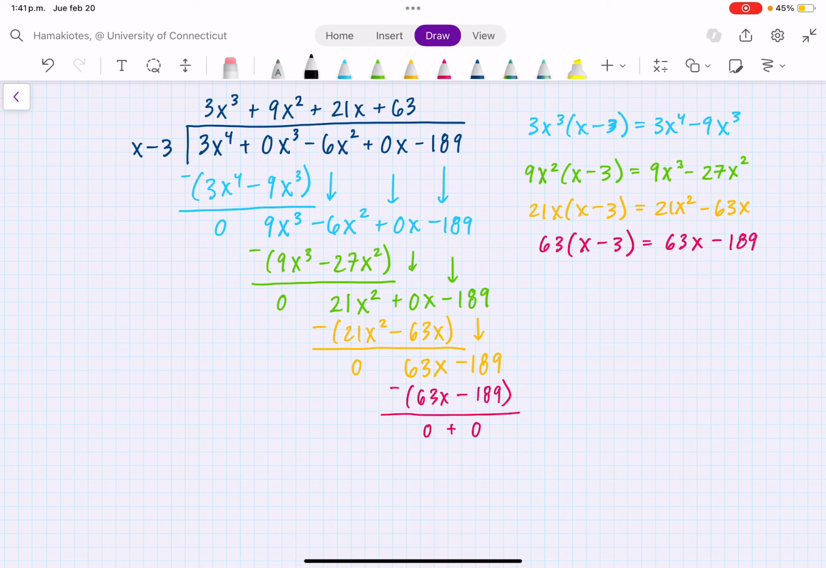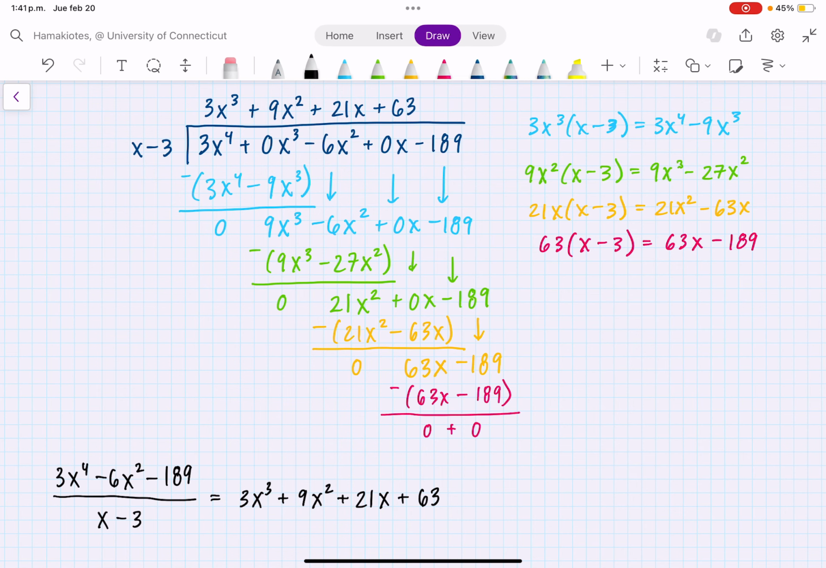This tells me that 3x to the fourth minus 6x squared minus 189 divided by x minus 3 equals 3x cubed plus 9x squared plus 21x plus 63. This is our final answer.